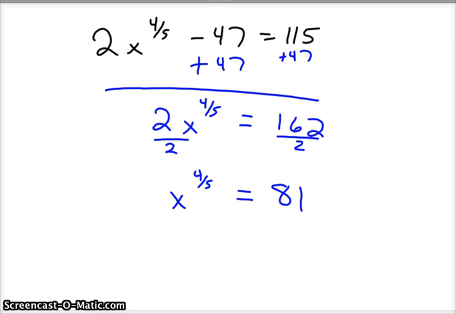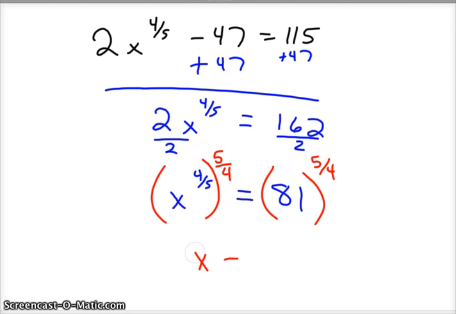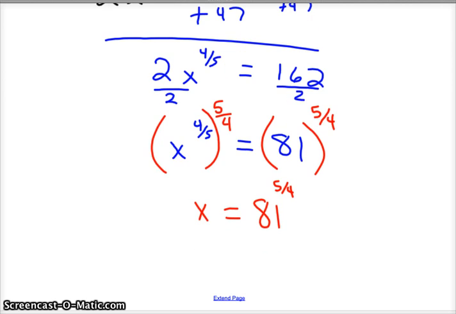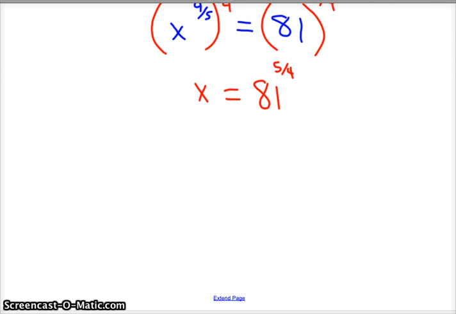And then here's the new part, the part that's difficult for you, I'm guessing. So we're going to raise each side to a power, and in our case it would be to the 5/4 power, so that 20 over 20 is 1. Whatever you do to the left, you do to the right, and so x is equal to 81 to the 5/4 power.